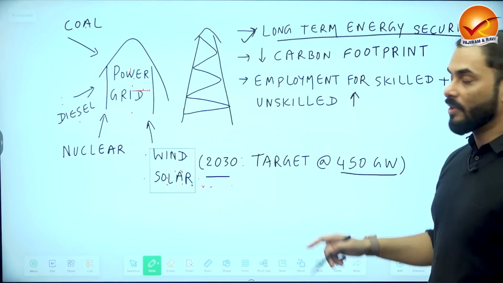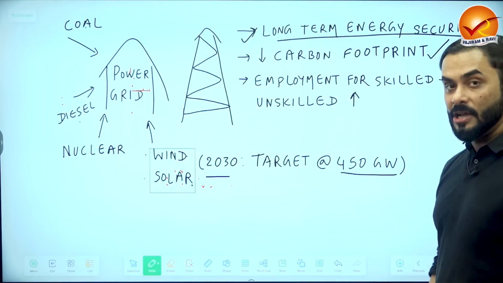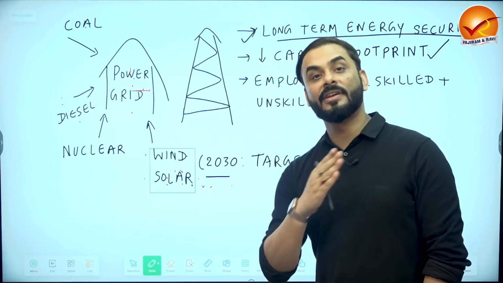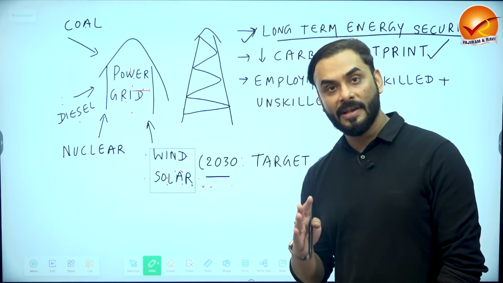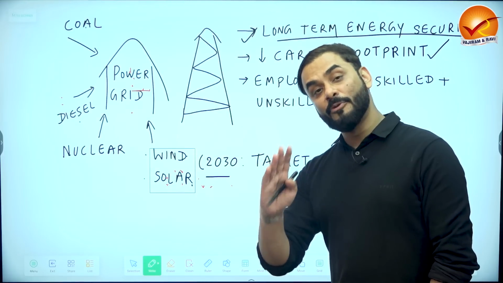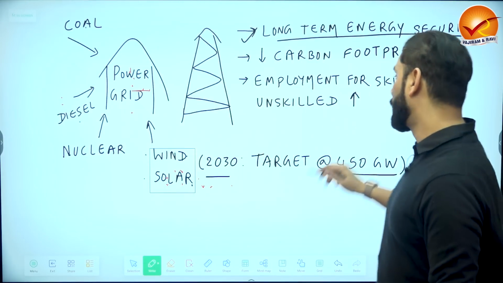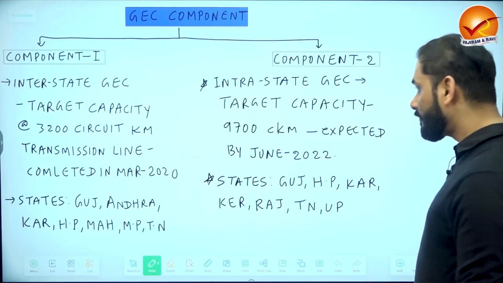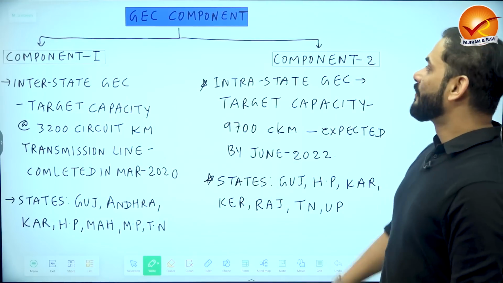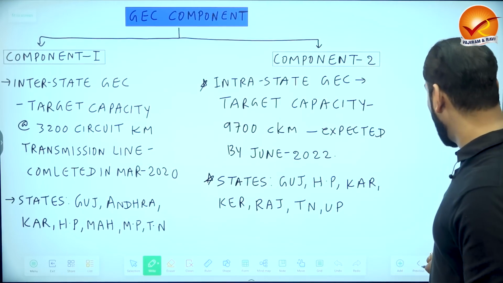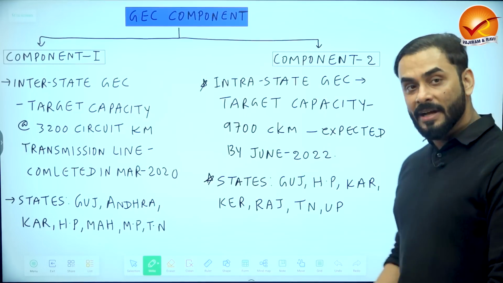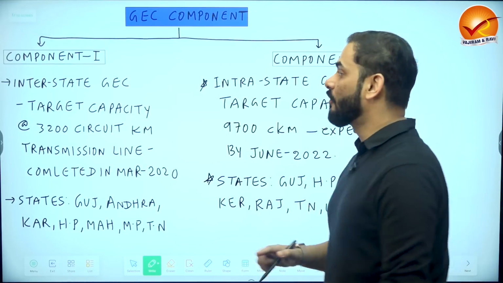You can depend upon them. Number two, carbon footprint comes down. Plus, if you promote more wind energy, solar energy, create more solar cells, solar parks, and all these things, it will provide direct and indirect employment also, which is a good thing for the economy, right? So now look at this. This is called the green energy corridor, and let us look at its different components.